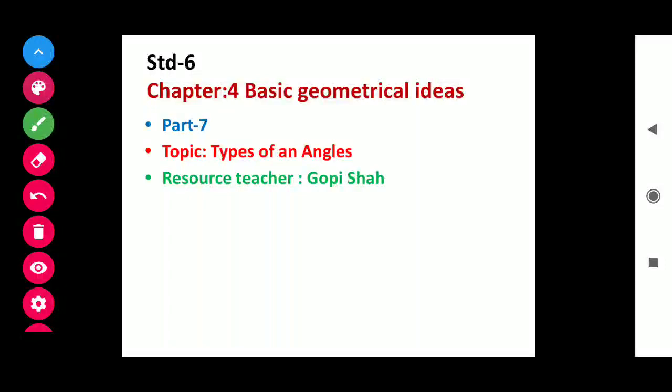In the previous video lecture I taught you how to measure angles and how you can use a protractor to measure angles. So in this video lecture we will learn about types of angles. By measuring an angle you can decide its type. I will show you how many types of angles there are in our geometry.